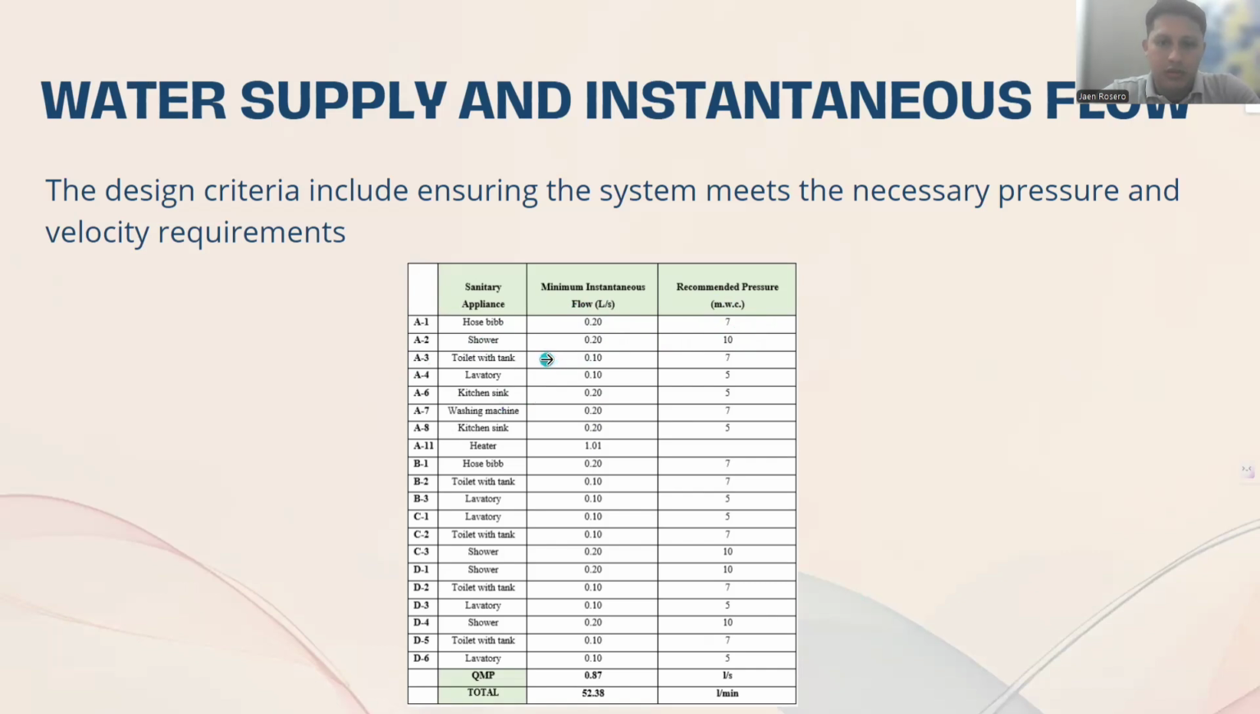Another example is the shower. The shower's minimum instantaneous flow is 0.20, and the recommended pressure is 10. Here is another example for the application of the sanitary appliances.